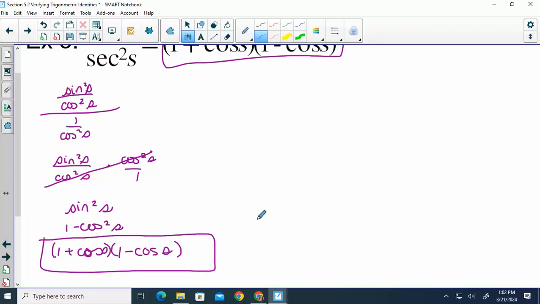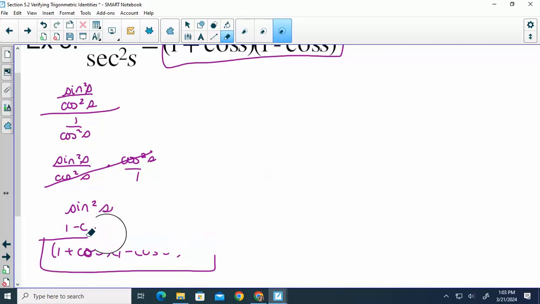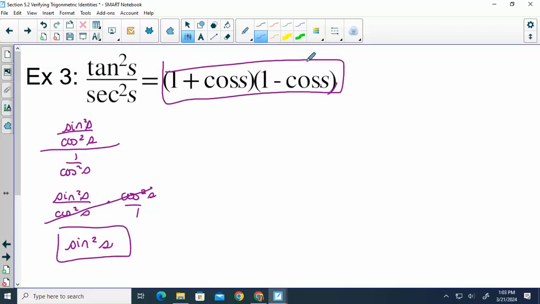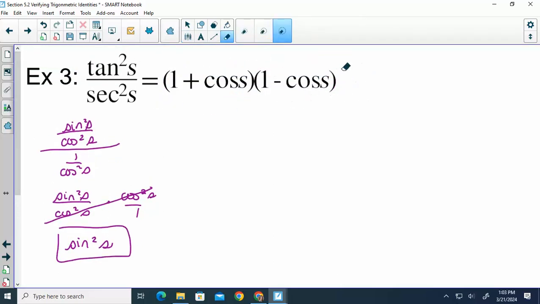Here's the other thing. If you get stuck, so let's say I'm working, I got to sine squared S and I just really had no idea how I could finish it. It is legal if you want to stop and box that in and say, okay, I'm stuck. I'm going to go back and work the other side now. And what answer do you think I need to get when I work this side? Sine squared S. So if you get stuck, you can go back and work them both and see if you can get them to the same point.